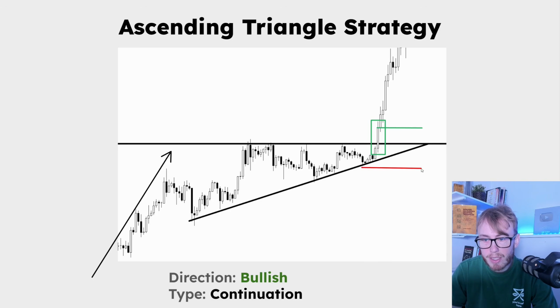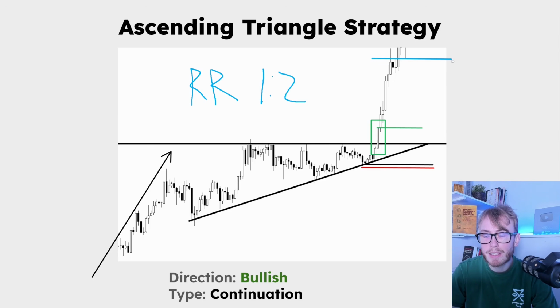The stop loss here is pretty straightforward. We want to set the stop just below the most recent low inside the triangle. So we want to set the stop loss just below that line. Here we can once again use a risk to reward ratio of 1 to 2. So our target would be right around here.